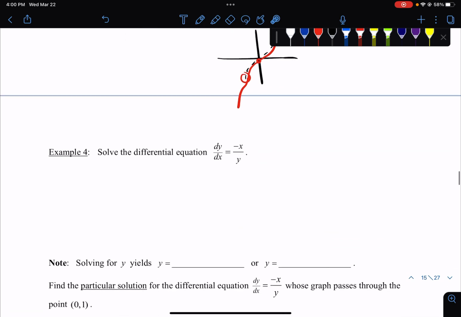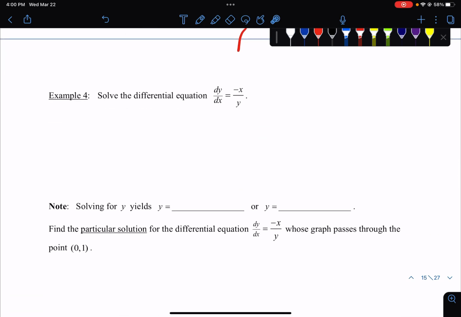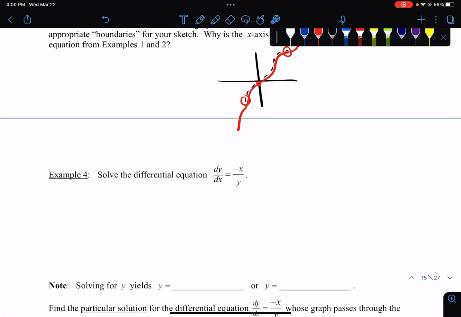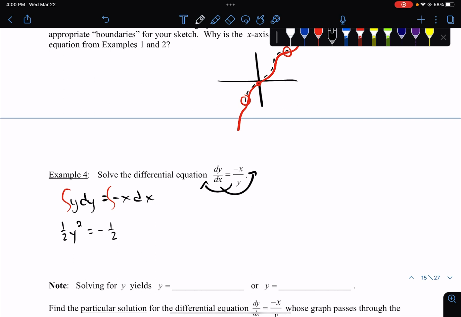Okay, example 4. Now that we've sketched what we think it looks like, it says to solve the differential equation. This is an easy one that we can solve. I'm going to multiply dx to this side and y to this side. So I end up with y dy equals negative x dx. Now that my variables are separated, I can integrate both sides. On the left-hand side, I get 1/2 y squared. On the right-hand side, I get negative 1/2 x squared plus some c value.